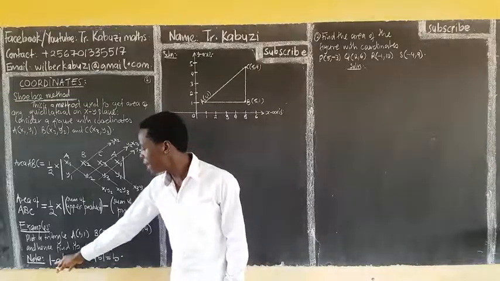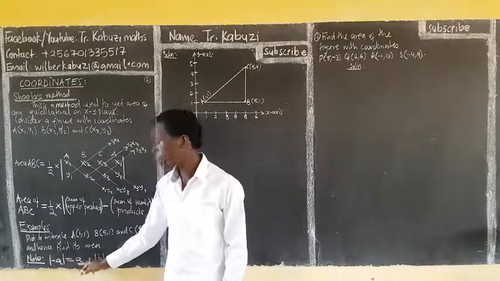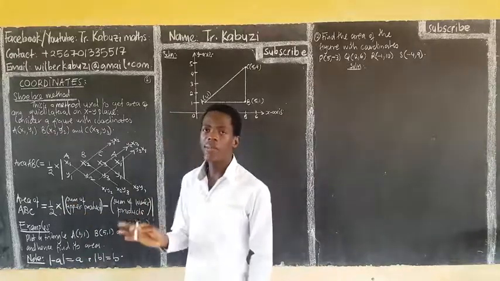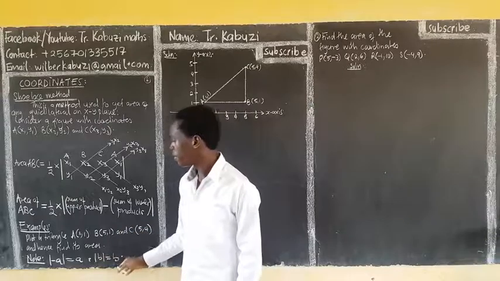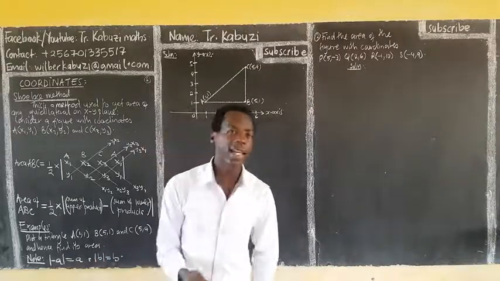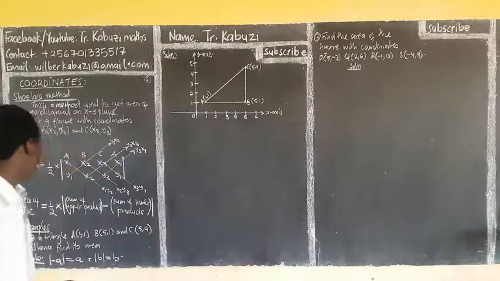Modulus, what does it mean? It means that if you have a negative, this modulus is going to convert it to a positive. It means that anything out of this should be a positive. If it's positive, it remains positive. If it's negative, it becomes positive because you can never get a negative area. So let's go through this question.